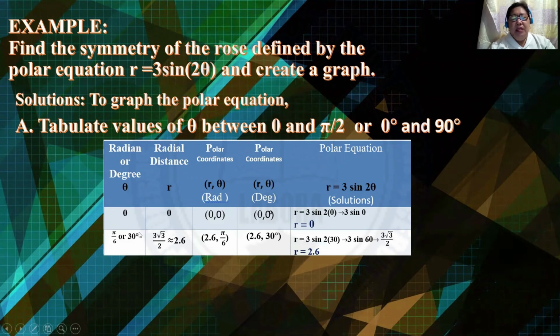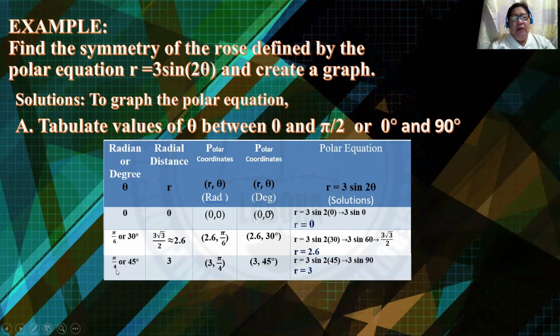Next, for pi over 6 or 30 degrees, the answer is 2.6 or 3 square root of 3 over 2. To get this, we have 3 sine 2 times 30 degrees, which will give us 3 sine 60 degrees, and this is equivalent to 3 square root of 3 over 2 or 2.6. That is why our polar coordinates in radian is 2.6, pi over 6, or 2.6, 30 degrees in polar coordinates in degrees.